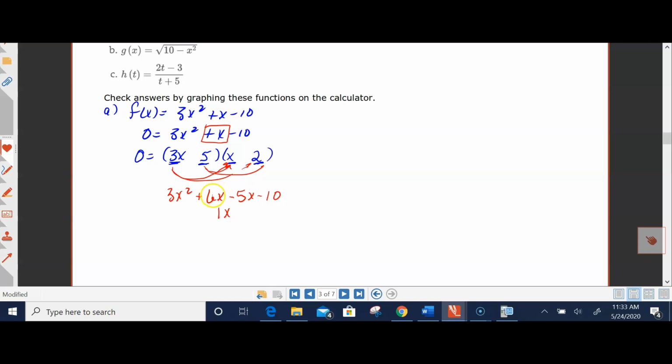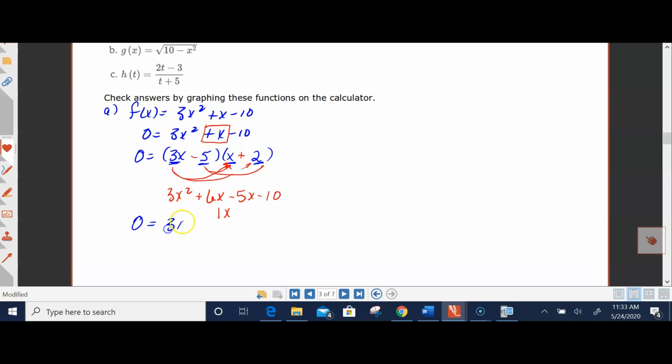So I need a positive 6, which means the 2 has to be positive. I need a negative 5. The 5 has to be negative. And then I have the complete factorization. Now, you may have learned factoring a different way, but this is one way that you can work with factoring a quadratic. And once you have that quadratic factored, do you remember what you do next?